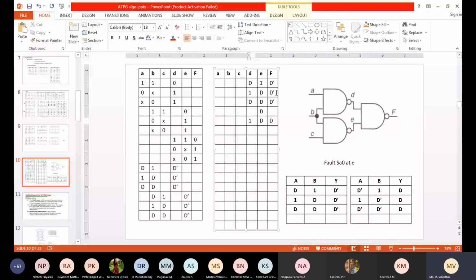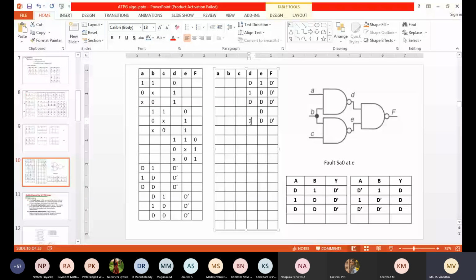So let me write D dash, D bar. 1, D bar is possible. For me, taking D to D bar is also acceptable. Taking D as D at the output is also acceptable. My aim is to bring D or D bar to the output. Either D or D bar is enough for me, so I'm going with this. So this propagation is now done. Activation is done here, and propagation is done with the help of the propagation D cube.